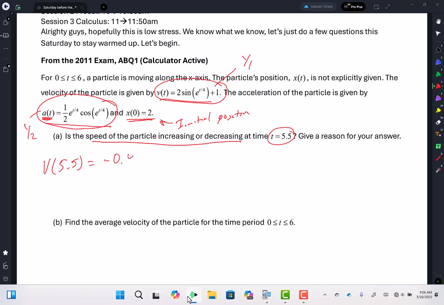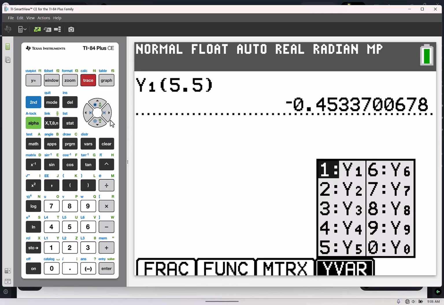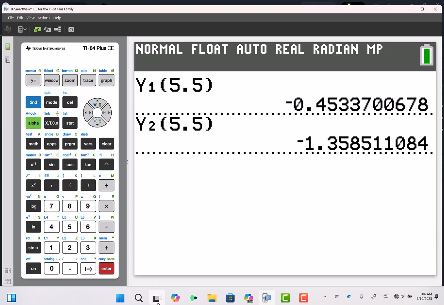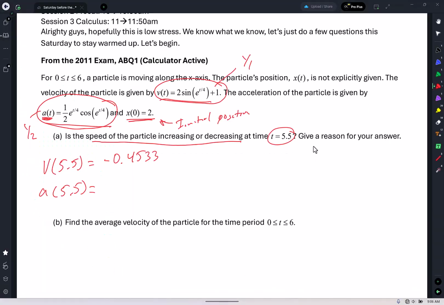Negative 0.4533. I like truncating. A of 5.5 equals, and I do the same thing again, guys. Alpha trace y2, that's where my acceleration's at 5.5. And I push enter, and it's negative 1.3585. Negative 1.3585. Okay, velocity and acceleration have the same sign.